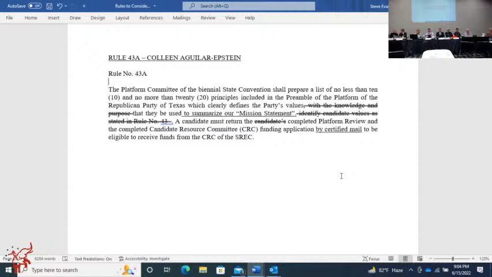Does the current CRC application process require, I can't remember, input from the county chair and/or their SREC rep to be submitted? I believe it does. It's either the county chair or one of the SRECs. County chair or SREC. Okay.